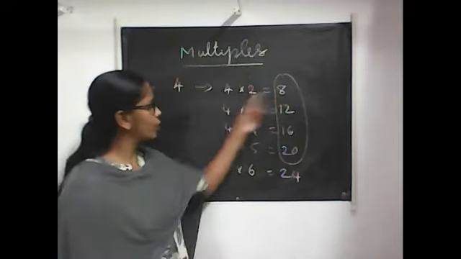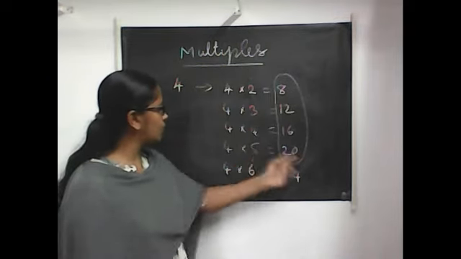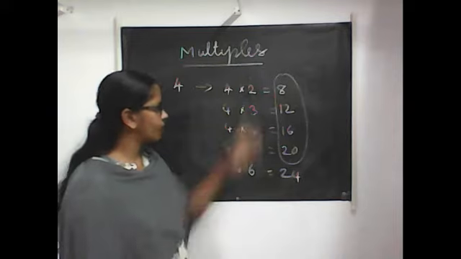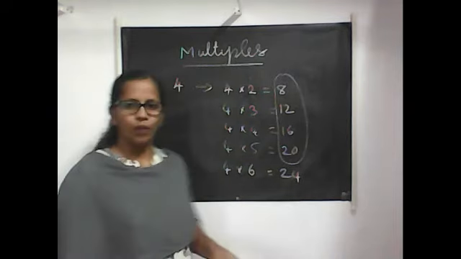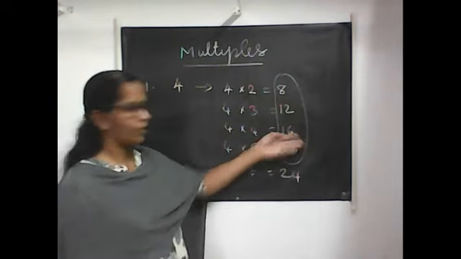The next one, 4 into 2, 8. 4 into 3, 12. 4 into 4, 16. 4 into 5, 20. 4 into 6, 24. If they ask you only 5, write 5. If they ask you to write 3, write only 3. 1, 2, 3. Up to this much is enough.